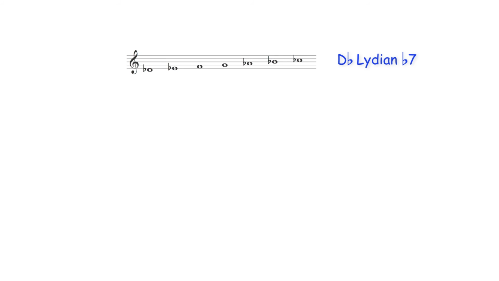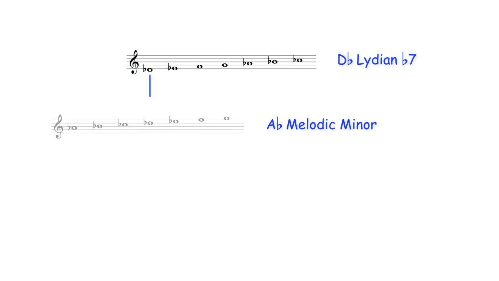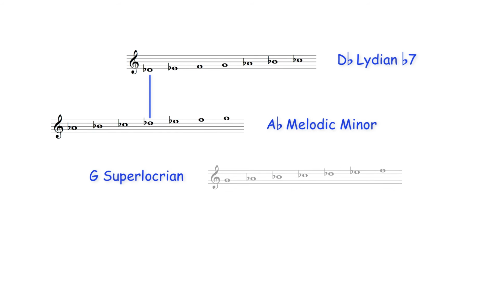The melodic minor scale from which the Lydian flat 7 mode is taken also contains the superlocrian mode beginning on its 7th degree. The superlocrian mode is often the mode of choice for soloing over dominant 7th chords in 2-5-1 progressions. In our example, therefore, the D-flat Lydian flat 7 mode is the fourth mode of the A-flat melodic minor scale and can be used over the D-flat dominant 7th substitute chord. And the G superlocrian mode, the seventh mode of the A-flat melodic minor scale, can be used over the progression's G dominant seventh chord.